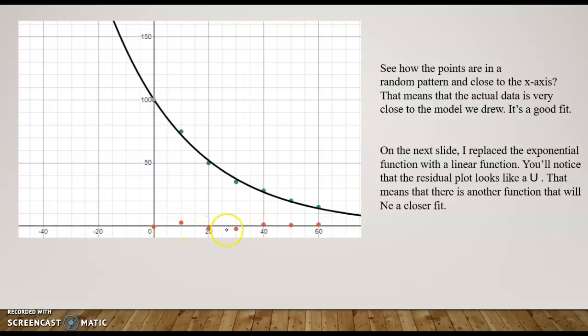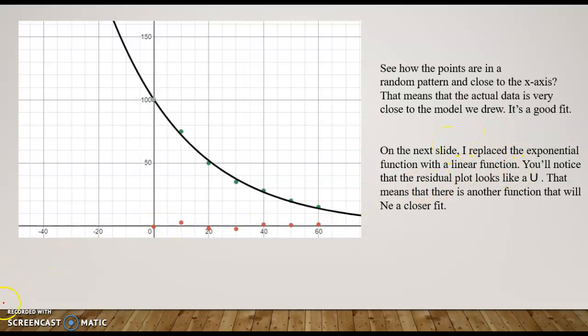If you plot your E1 points and they look like this, they're a random pattern and close to the x-axis, the actual data is very close to the model you drew. It's a good fit. On the next slide, I replaced that exponential function with a linear function.